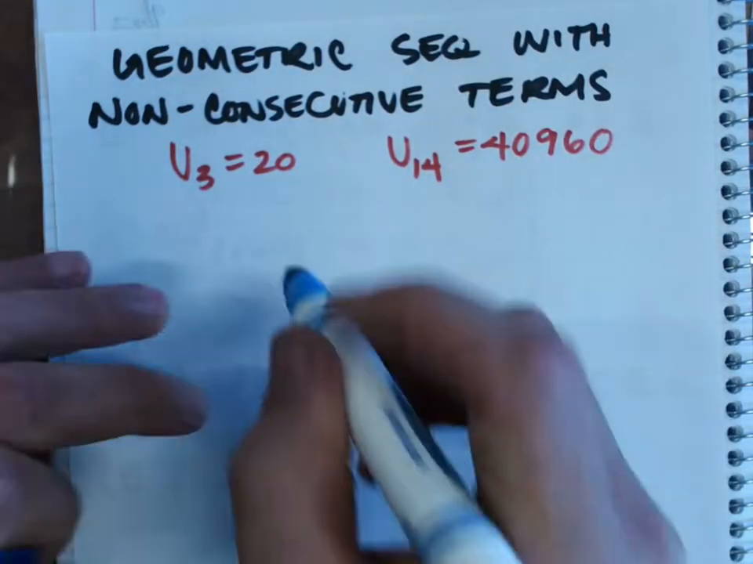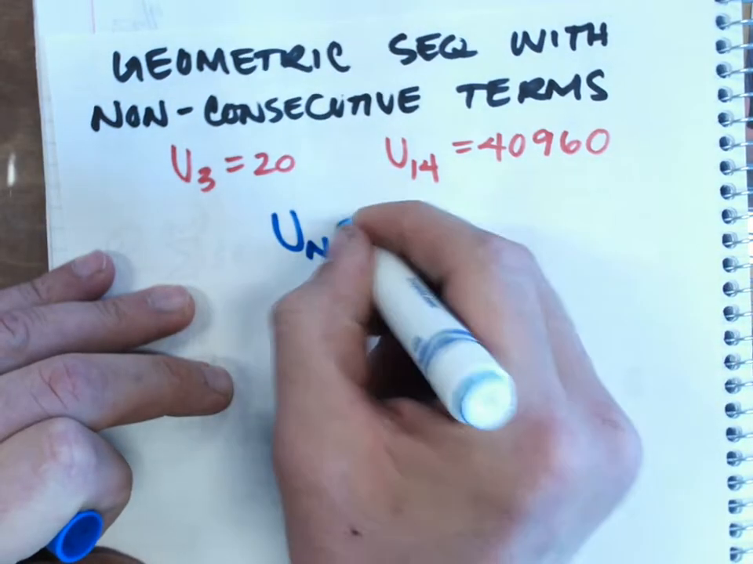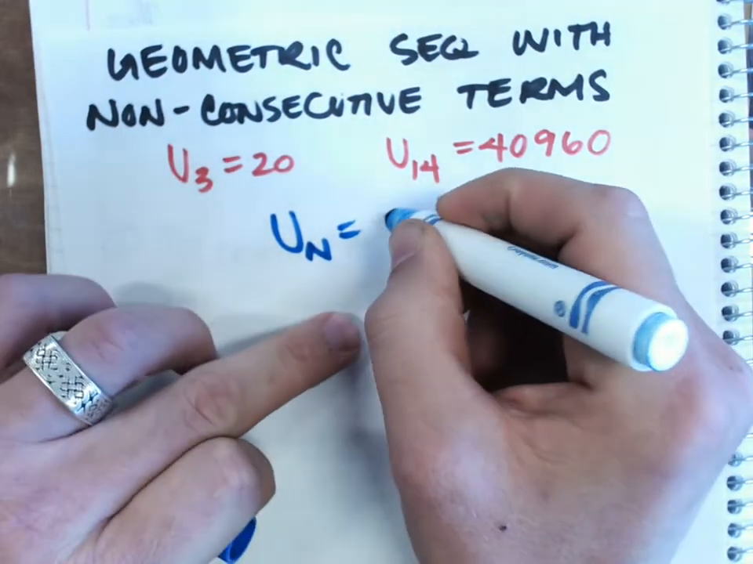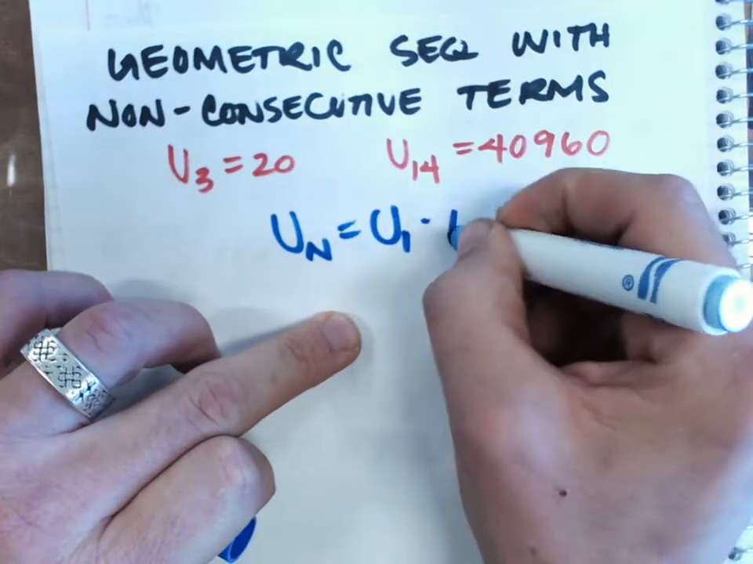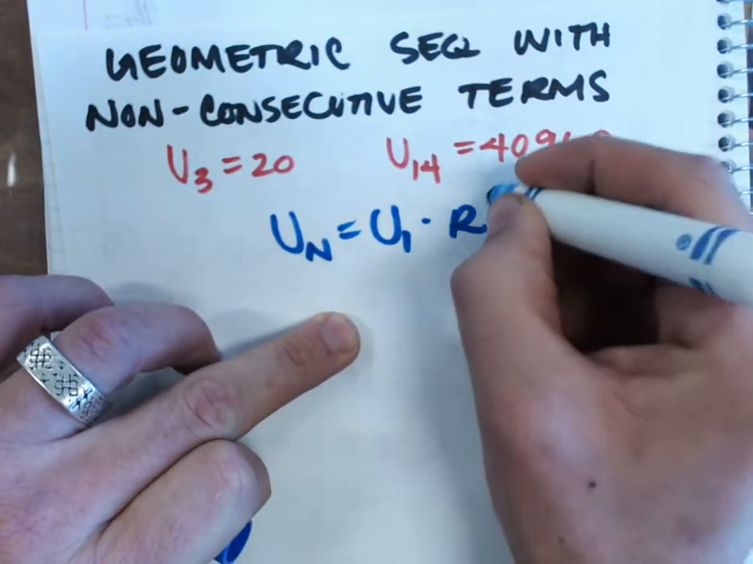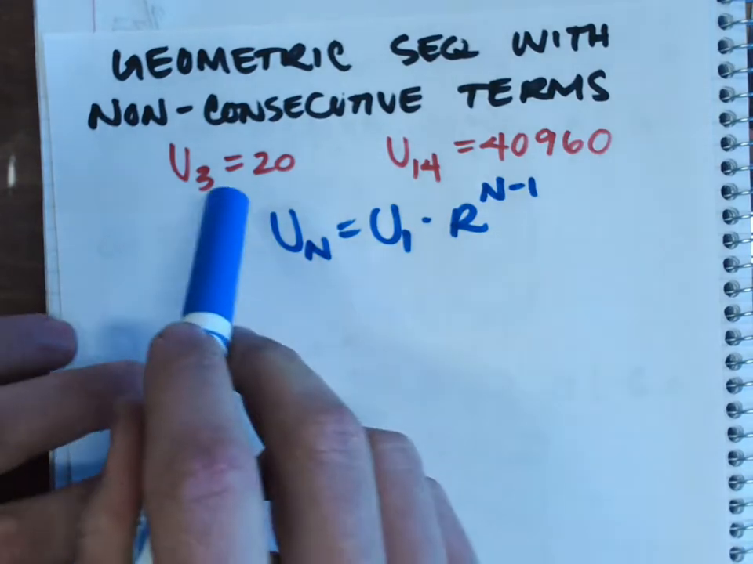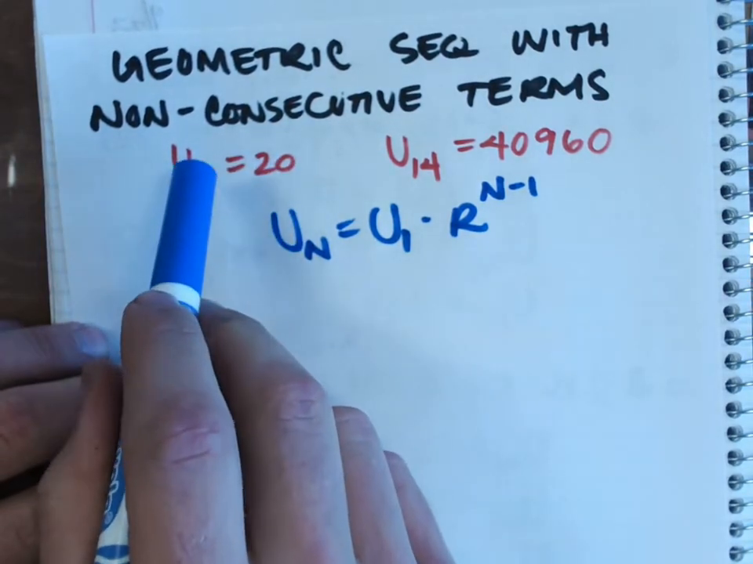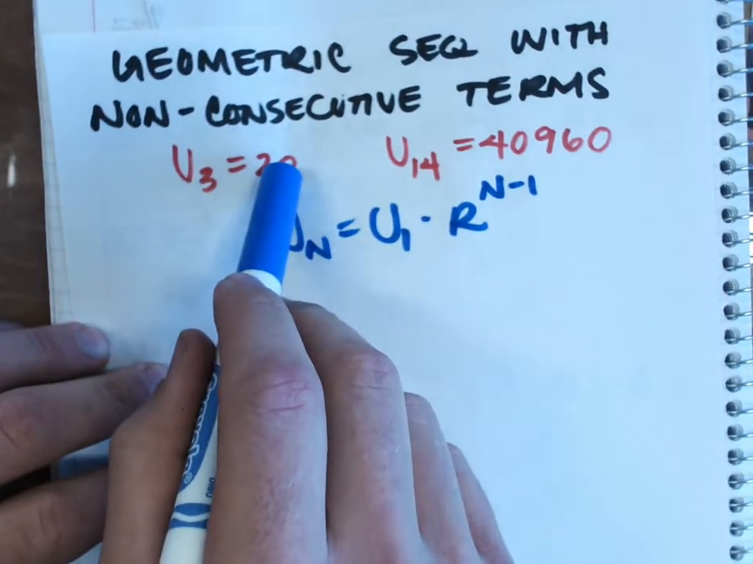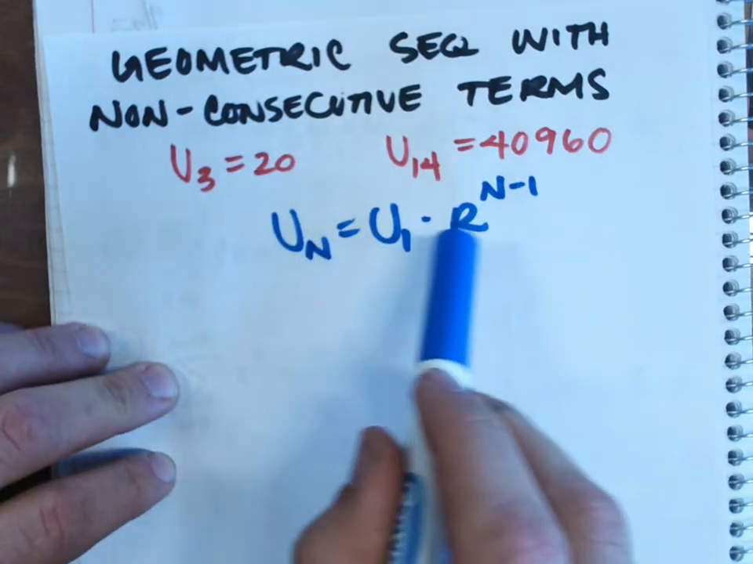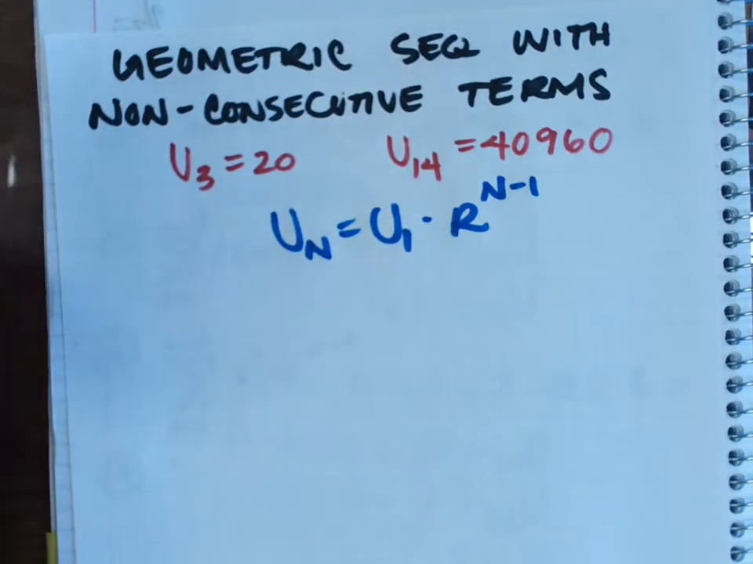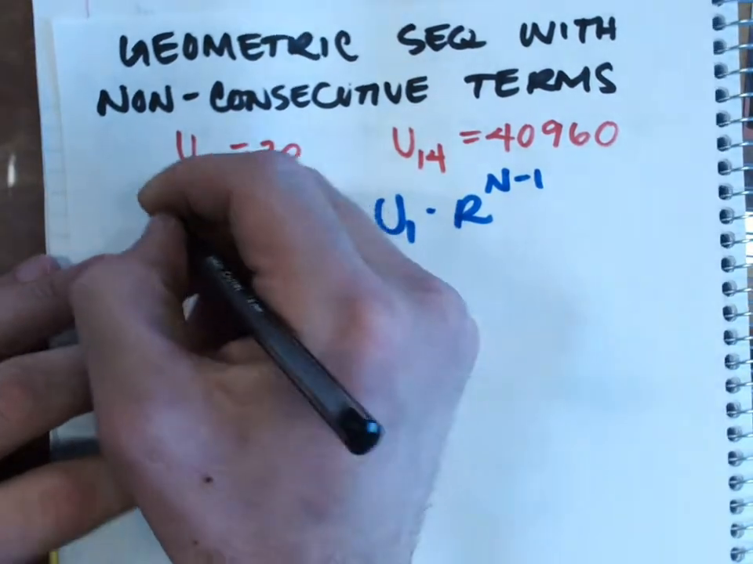Now, the equation that's going to help us do this is the sequence equation for geometric sequences: the first term times the ratio to the n minus 1. So if we use our knowledge that the third number is 20, and we plug that into this blue equation, we will get something useful.